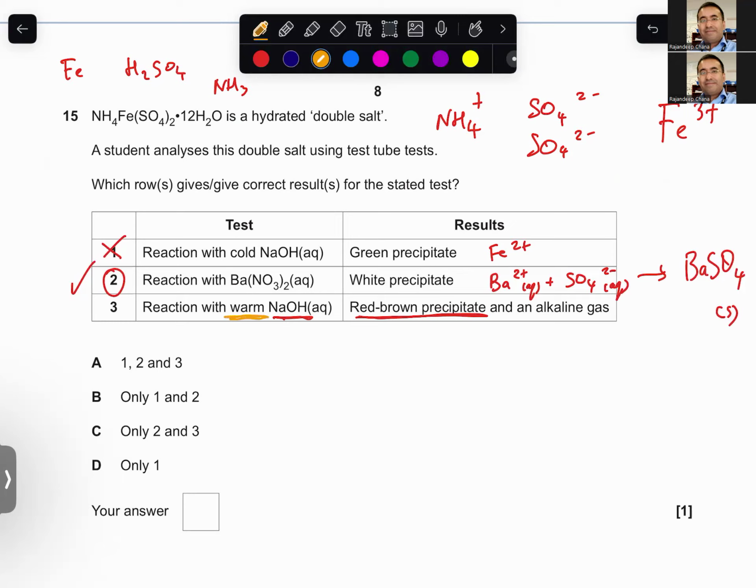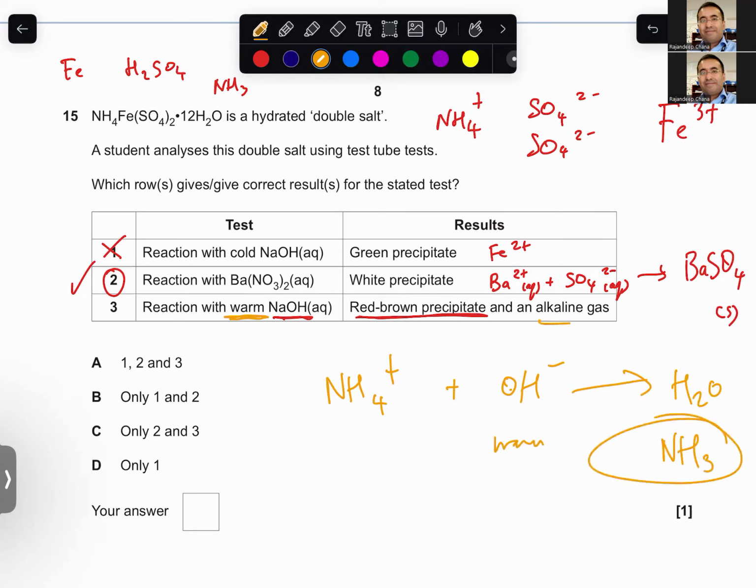And the last one, you see this term warm. If you use warm sodium hydroxide, you see the NH4+ and OH-, which is warm. It goes on to give you water and some ammonia is released. Ammonia is an alkaline gas. So, ladies and gentlemen, 2 and 3 is correct. We will go with C. And the mark scheme supports that.